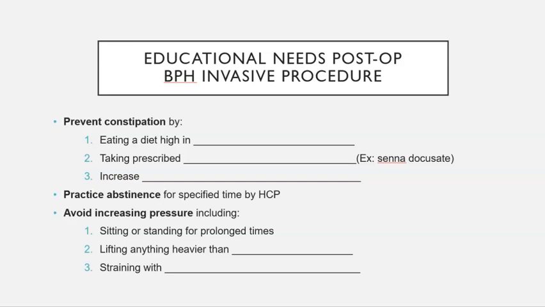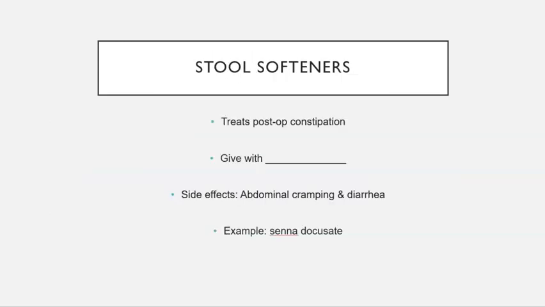Also, teach your patient to prevent constipation by eating a diet high in fiber, taking prescribed stool softeners, and increasing their fluid intake to 2 to 3 liters per day. They should also practice abstinence and avoid increasing pressure, including sitting or standing for prolonged times, lifting anything heavier than 10 pounds, and straining with bowel movements. To treat post-op constipation, you can give your patient a stool softener. We want to give these stool softeners with fluids, and a side effect is abdominal cramping and diarrhea.